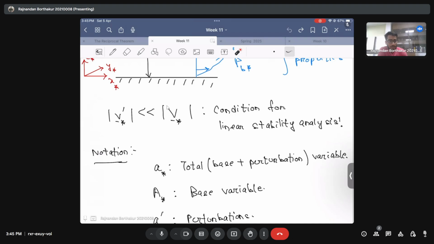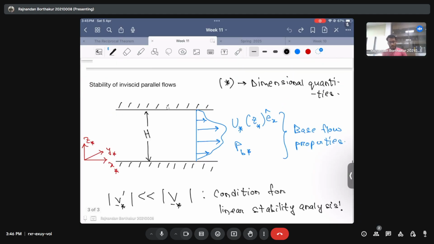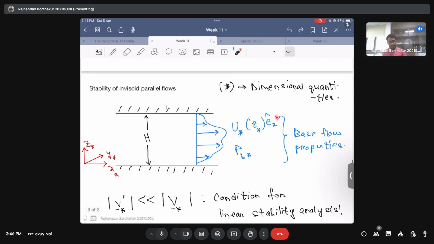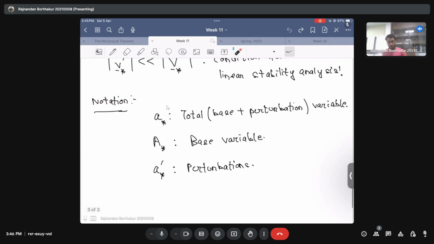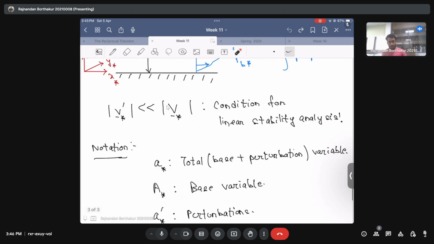We will stick to this domain where the perturbations, if they are present in the fluid, have magnitudes very much less than the magnitude of the base flow. This is the condition for linear stability analysis, and we will stick to it in the subsequent algebra. I hope this bookkeeping is clear: the star denotes dimensional quantities, we denote the base flow by capital letters, the aggregate variables by small letters, and a dash on the small letter gives the perturbations. We are in the regime of linear stability analysis, so the magnitude of the perturbations is less than the magnitude of the base flow.